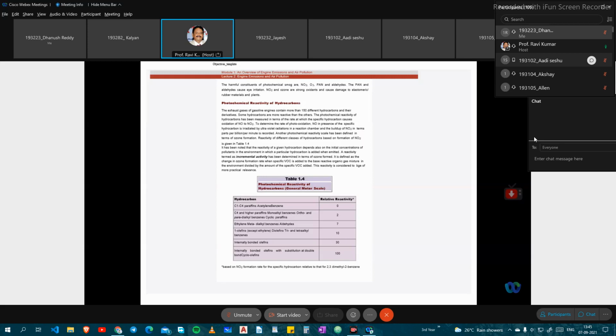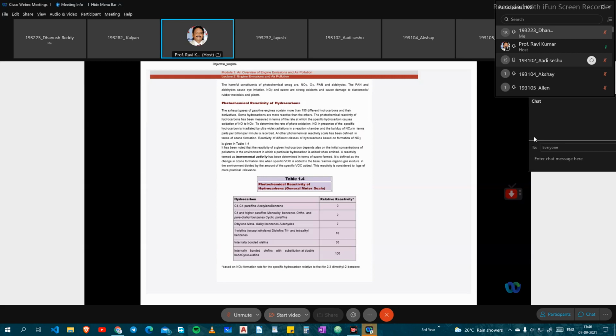If you go in detail about photochemical reactivity and hydrocarbons, the exhaust gas of gasoline engines contains more than 150 different hydrocarbons and their derivatives. Some hydrocarbons are more reactive than others. The photochemical reactivity of hydrocarbons has been measured in terms of the rate at which the specific hydrocarbon causes the oxidation of NO to NO2. This determines the rate of photo-oxidation in the presence of NOx.